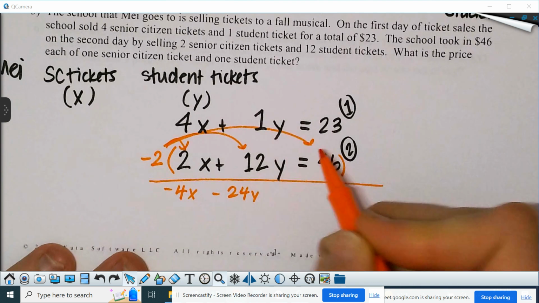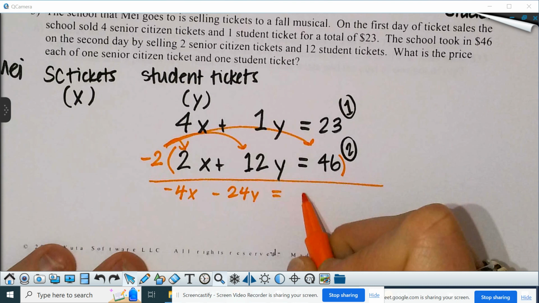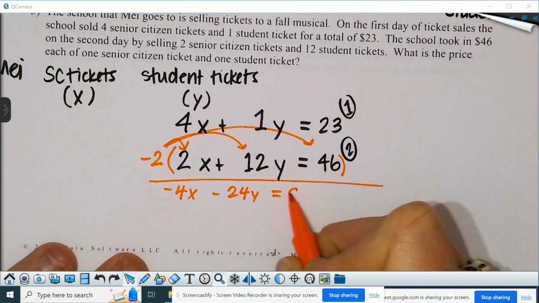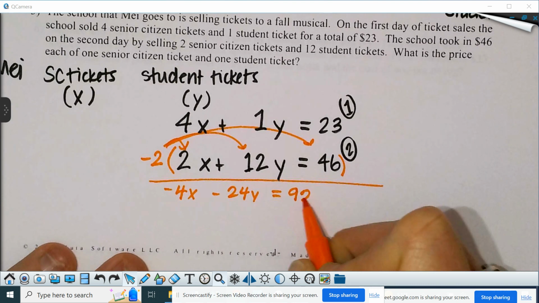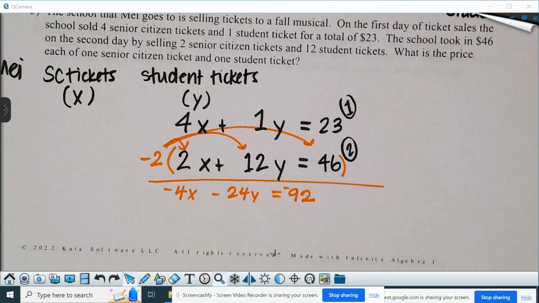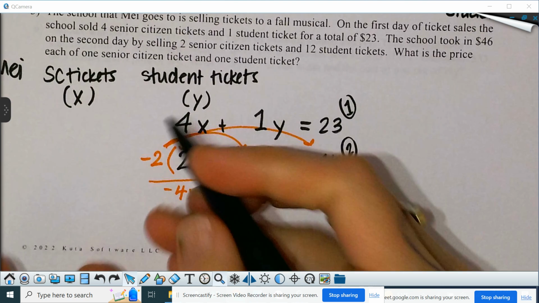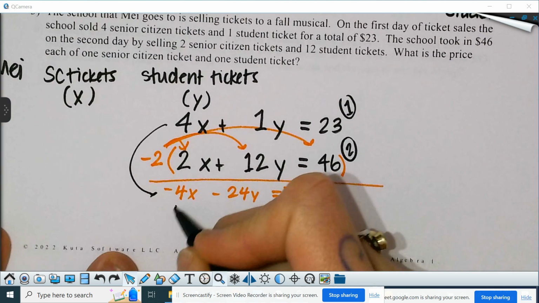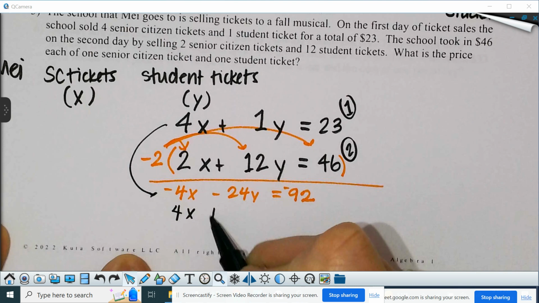And that's equal to 92. Yep, 92. Negative. Make sure you hold on to your negatives. I caught myself making that mistake a ton yesterday. So I'm going to rewrite the top equation down here just so that way they're together. 4x plus 1y equals 23.